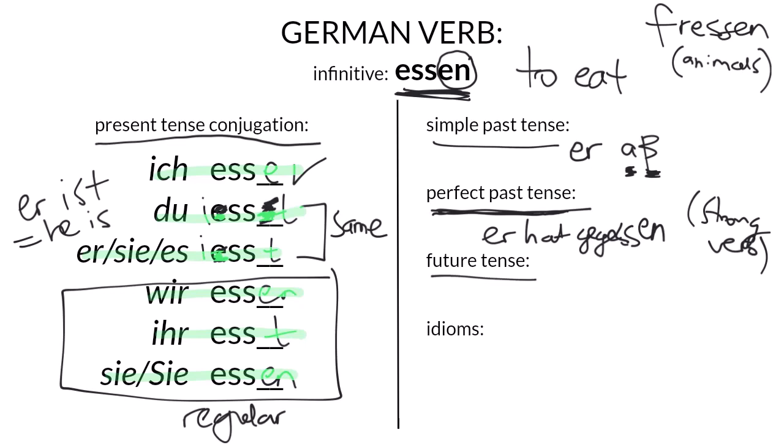What's the future tense? Quite simply, wird essen. So we're just using werden, the correct form of werden, and then putting the verb at the end of the sentence in its infinitive form.